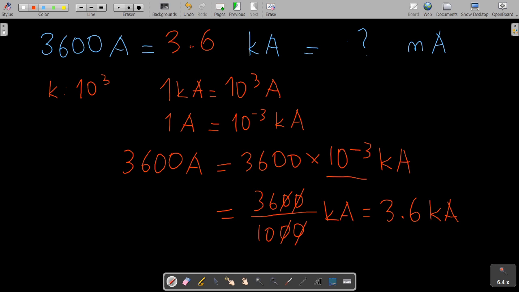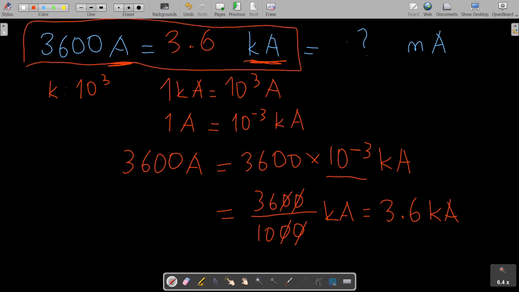And here you can stop and think about it. Yes, amp is smaller than kiloamp. You need like 1000 amps to make a kiloamp. So therefore, the answer we found for this first part of the question makes sense. Okay. How do we go from kiloamp to milliamp?